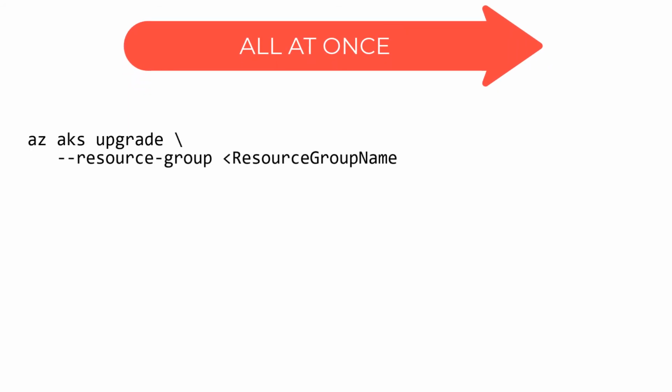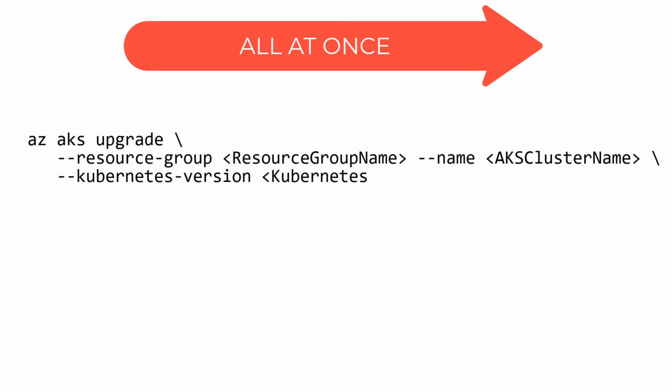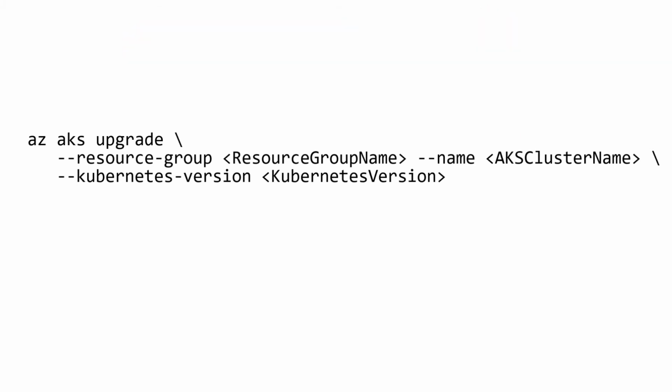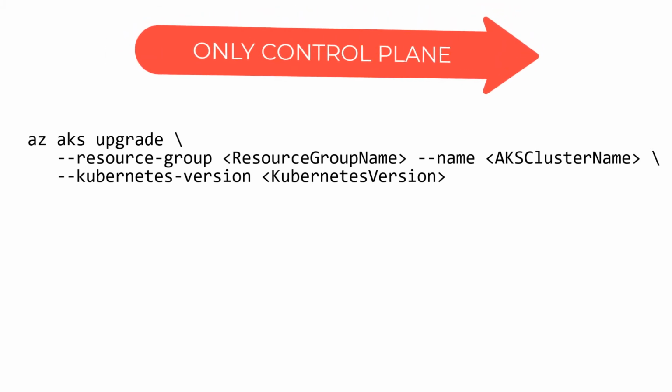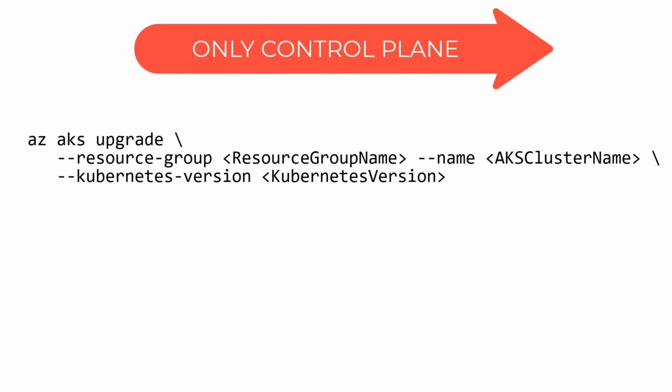Great. Now that we have an understanding of how the upgrade works, let's take a look at the actual commands to upgrade. In order to upgrade all the nodes at once, we run the following command. This will upgrade all of the control plane and the worker nodes at once to the desired Kubernetes version. If we want to only upgrade the Kubernetes version for our control plane, we run the same command, but this time with the control-plane-only switch.